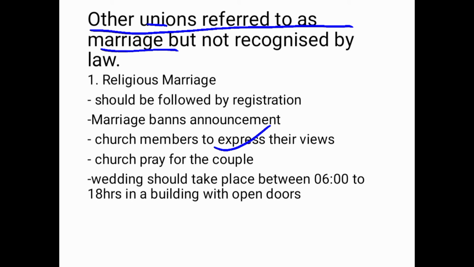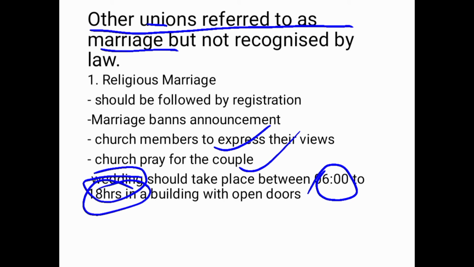If there is a proper reason for the parties not to get into marriage, you are free to go to the church priest and inform them of that reason. Say, I think they should not get into marriage because of this and this. That's why you're given that period of time. The church prays for the couple. Then the wedding ceremony should be conducted between 06 hours and 18 hours in a building with open doors. In a building with what? Open doors. This is under religious marriage.